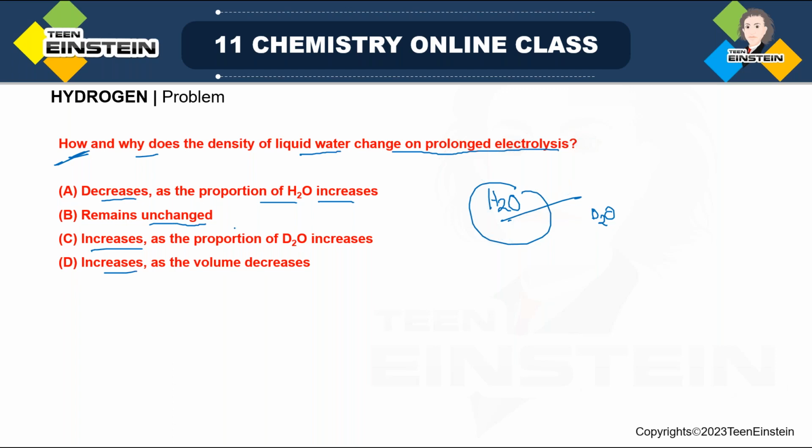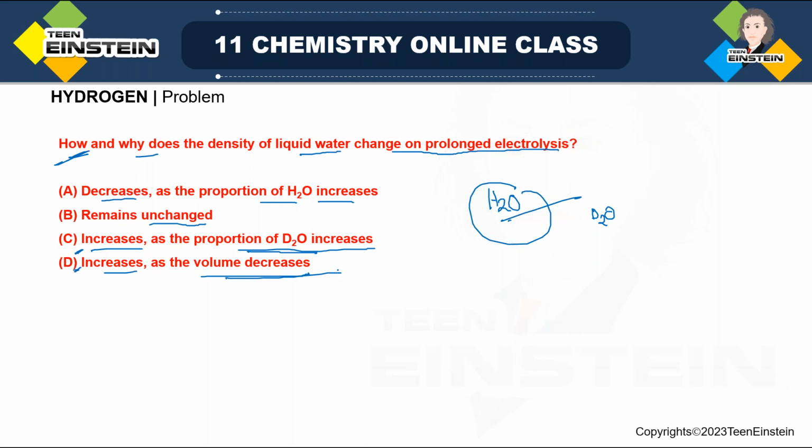Then option C says it increases as the proportion of D2O increases. And the last option says it also increases, but as the volume decreases. So the reason is different. It is just like option C, but the reason is different. Option C says the proportion of D2O increases, but here it says the volume is decreased. But which one is actually true, that we have to know. See, volume is decreasing. This you cannot say is correct because it is the overall volume that is decreasing.